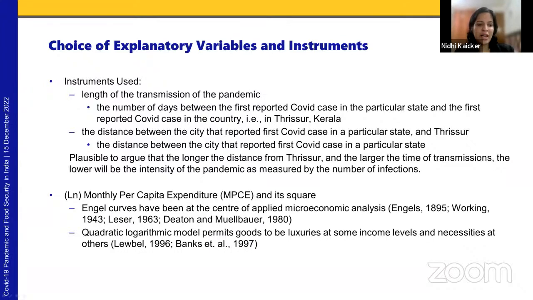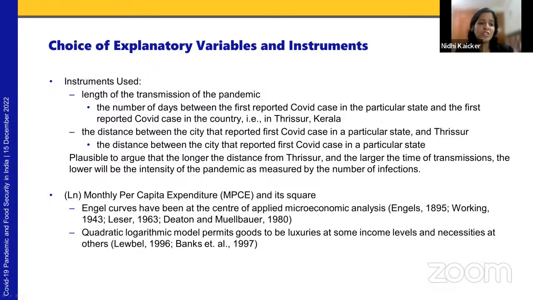explanatory variable. Now, since the coronavirus infection was contagious in nature, maintaining distance from the infected was the sole protection against it. And hence, therefore it's plausible to argue that longer the distance and larger the time of transmission, the lower will be the intensity of the pandemic. Since the fear of the coronavirus intensified only after the infection started spreading, because the first infection was recorded in January, but the lockdown was announced almost 2 months later.